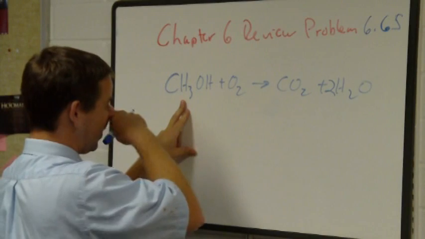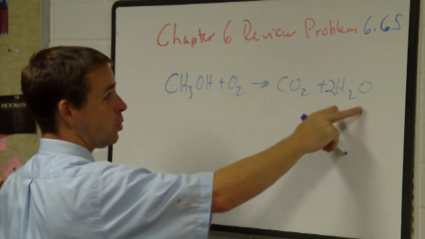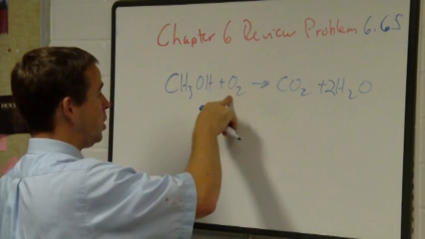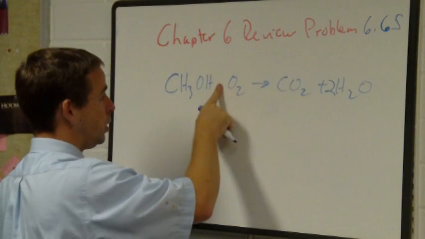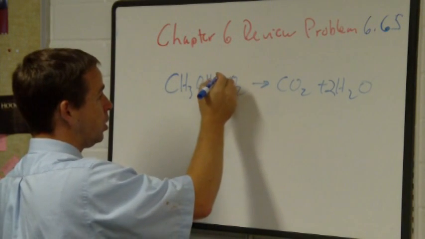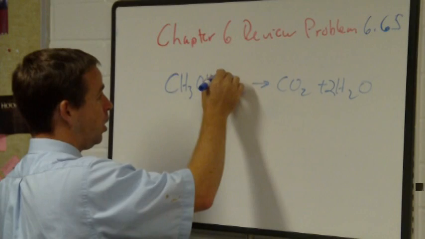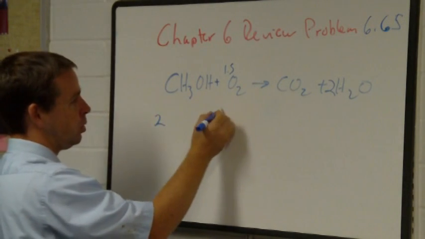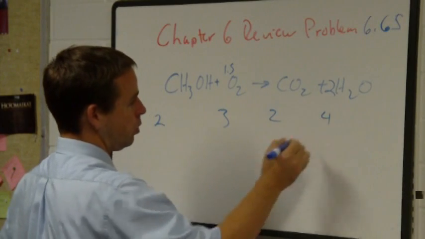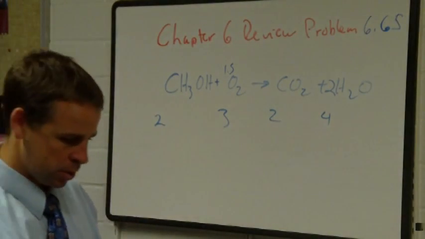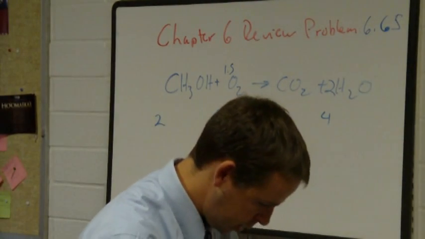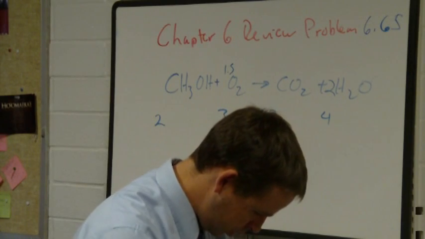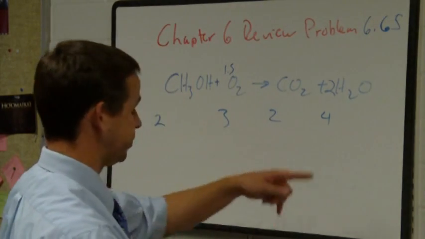Let's see, what else do we need to do here? We have 1, 2, 3, 4 oxygens, 1, 2, 3, so we're going to need 1 more oxygen, which would be 1.5 here. So if we have 2 here, 3, 2, and 4, then that would be a balanced equation. And that's 65. So we have 2, 3, 2, and 4. Okay, good.